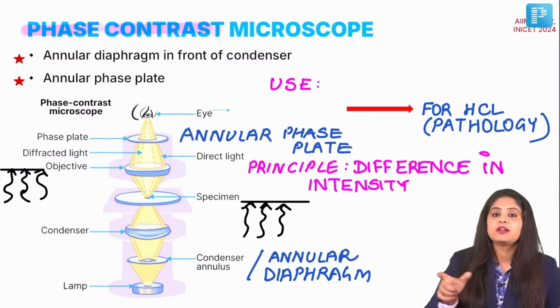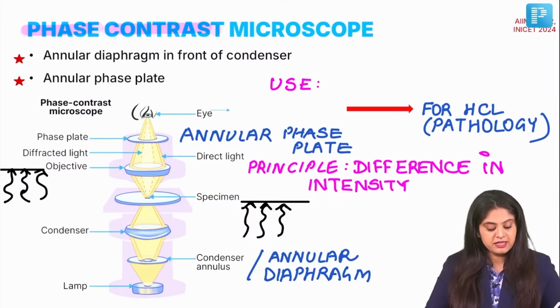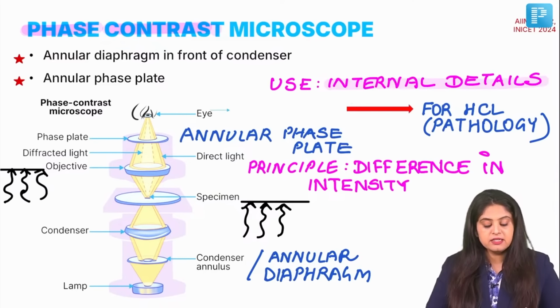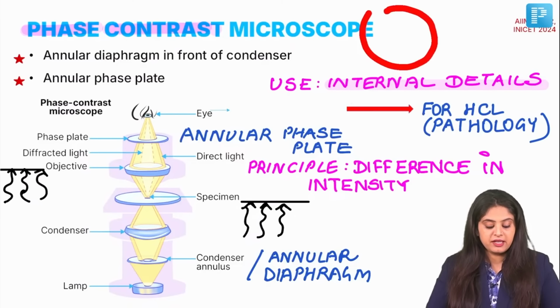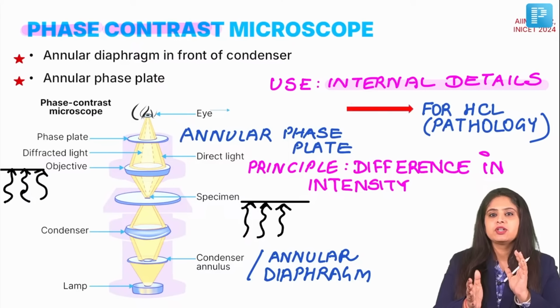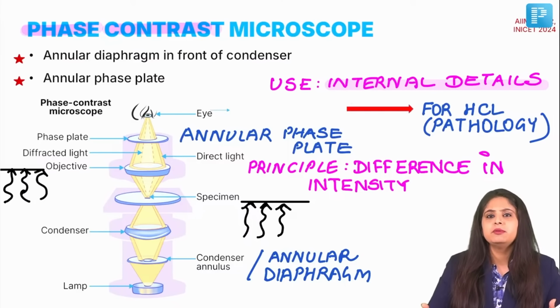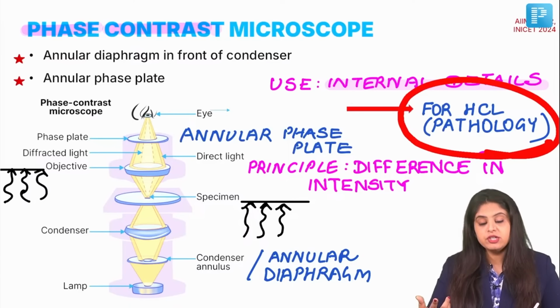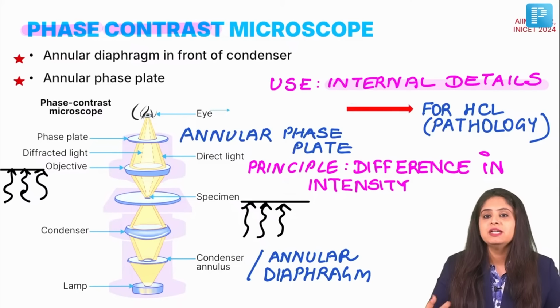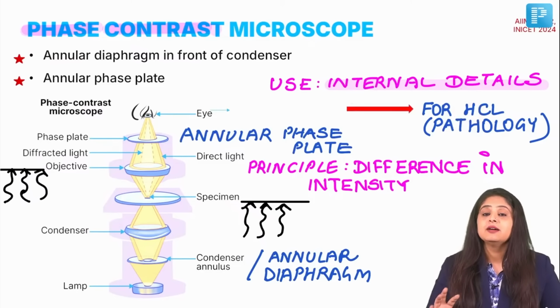So phase contrast microscope, where will I use this? Whenever I want to see internal details. Imagine this is a cell or bacteria and you want to see what is inside it. So, ma'am, change the light, change the contrast of the light, you will be able to see that. But where in pathology do we use phase contrast microscope? Remember hairy cell leukemia, if you want to see hairy cells nicely, the best way to see a hairy cell is going to be phase contrast.